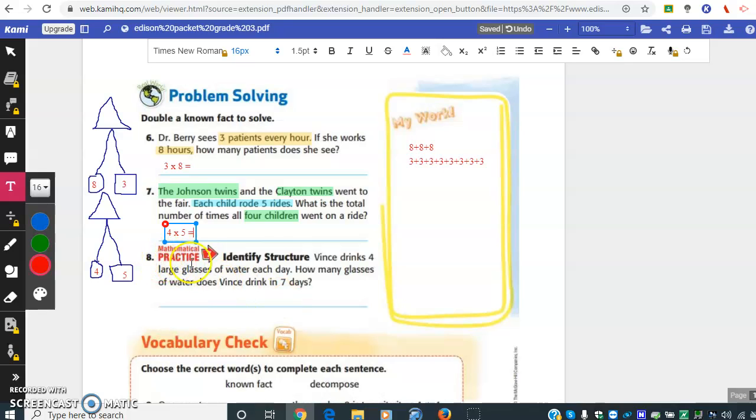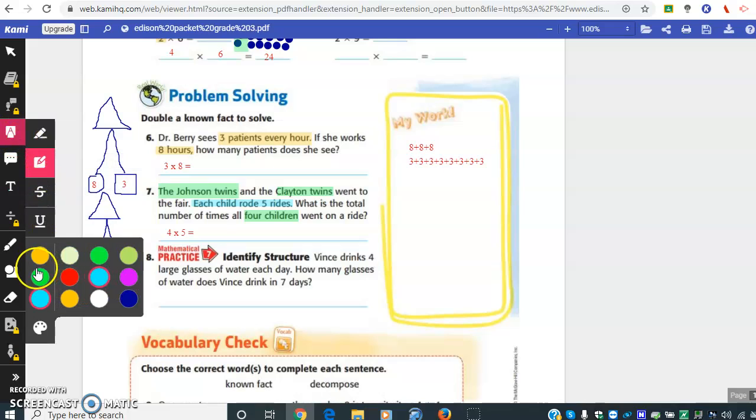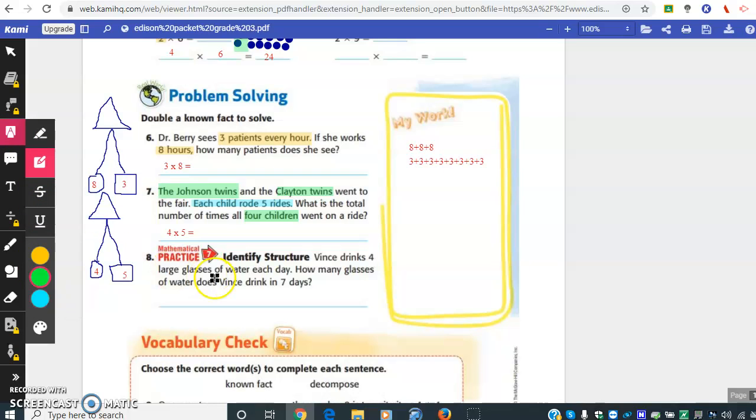Mathematical practice number 8, identify structure. Vince drinks 4 large glasses of water each day. How many glasses of water does Vince drink in 7 days? Analyzing structure or identifying structure is just trying to figure out, are we dealing with a multiplication, division? What kind of problem are we dealing with here?